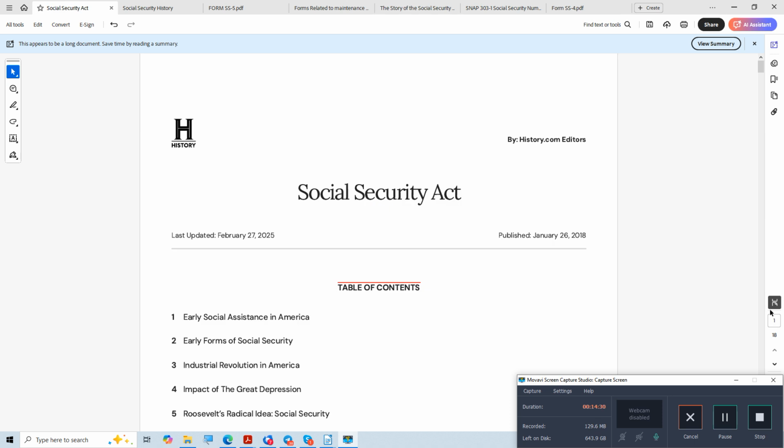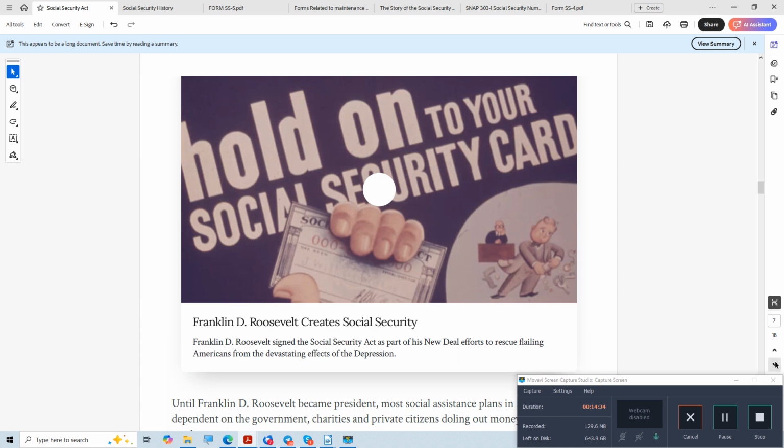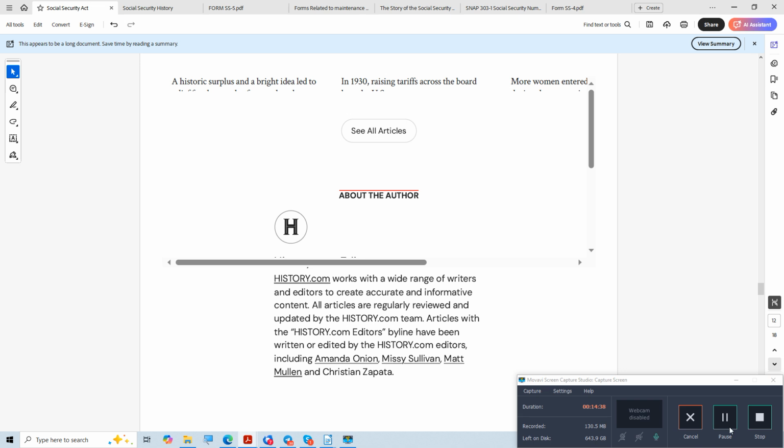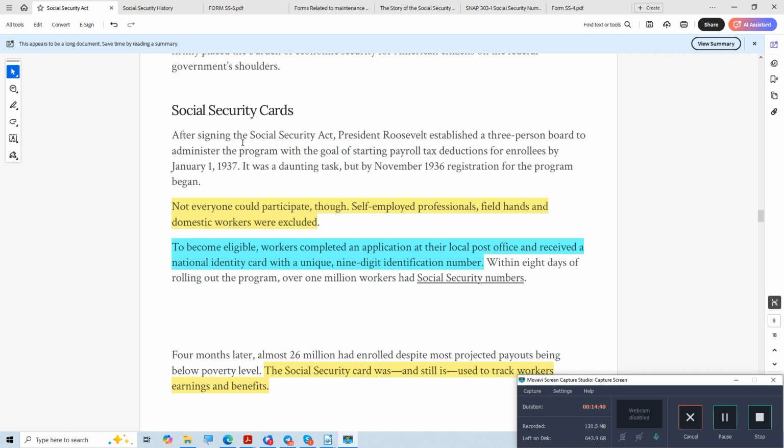And then the History Channel did a little something on the Social Security Act, and well, they had something to say. All right, so after signing the Social Security Act, President Roosevelt established a three-person board to administer the program with the goal of starting payroll tax deductions for enrollees by January 1st, 1937. Daunting task, but by November 1936, registration of the program began.